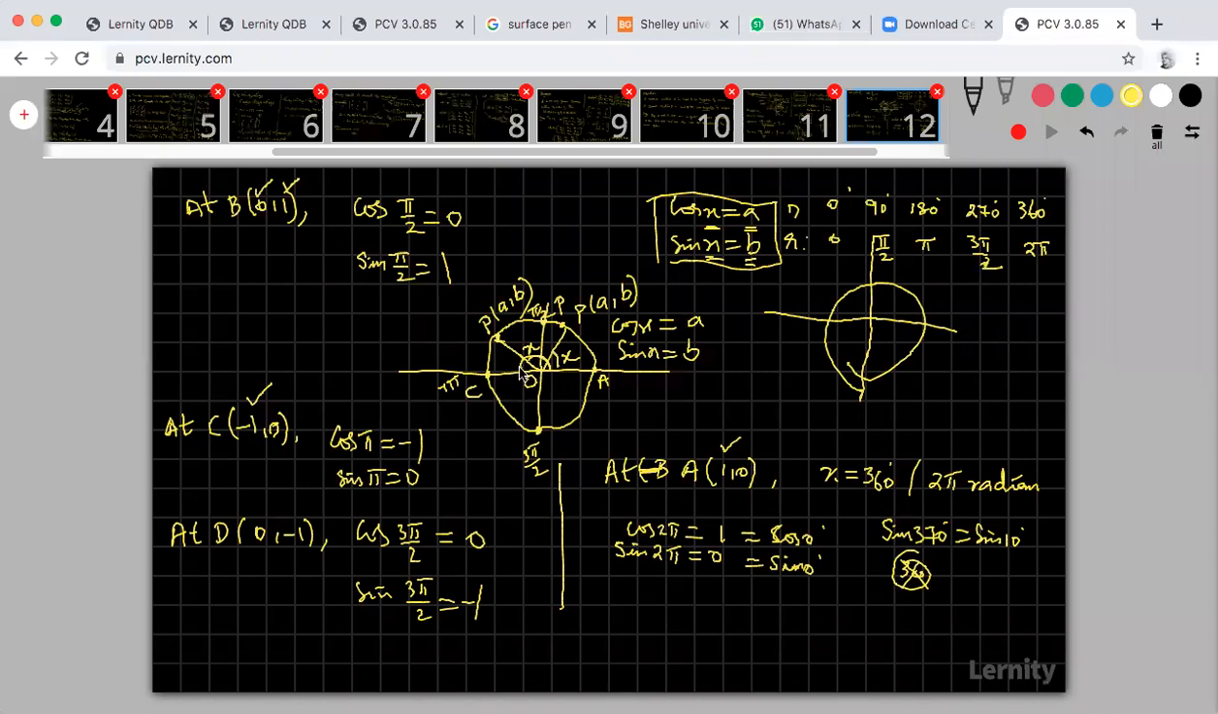Okay, this is your pi. Right. So, sir, you are telling that cos pi, sin 3 pi by 2, sin 0, cos 0. What about cos 40, sin 40? We have value for that.